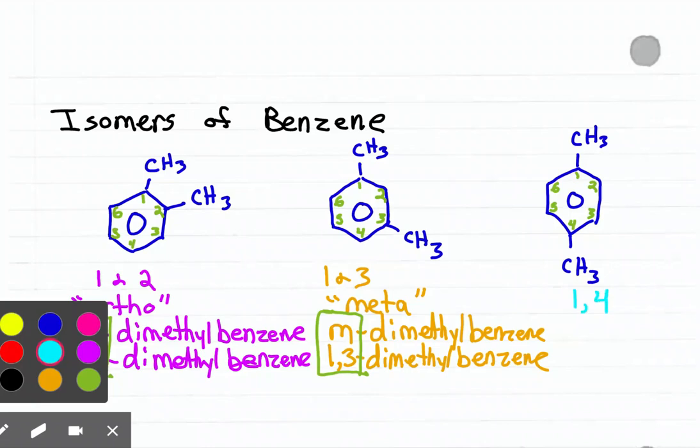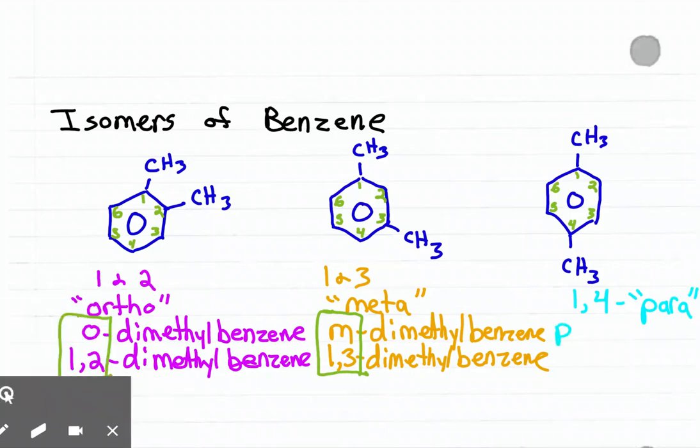Okay, and so in our last one, we're going to see that they are on carbons 1 and 4. And I'm going to squeeze it in here. When we have our side chains on carbons 1 and 4, it's para. So this is going to be P. Sorry, the P means that they're on carbons 1 and 4. It gets the prefix para. So if you saw P-dimethylbenzene, you would know that they're on carbons 1 and 4.